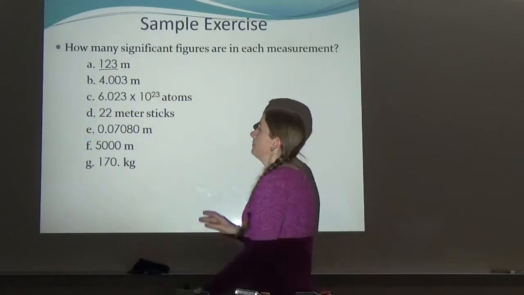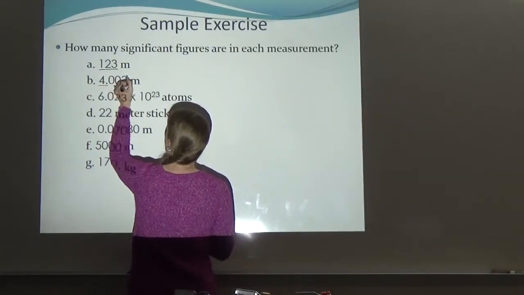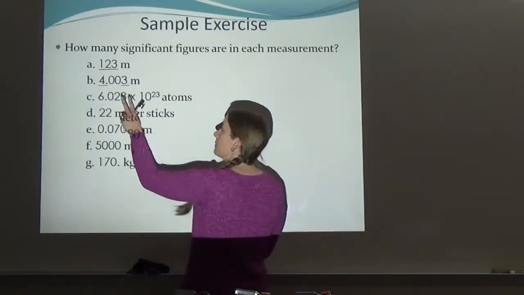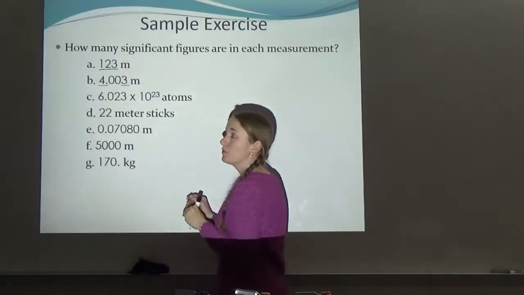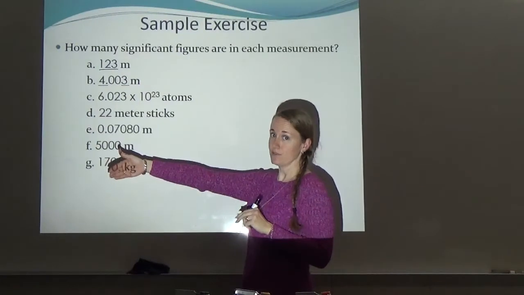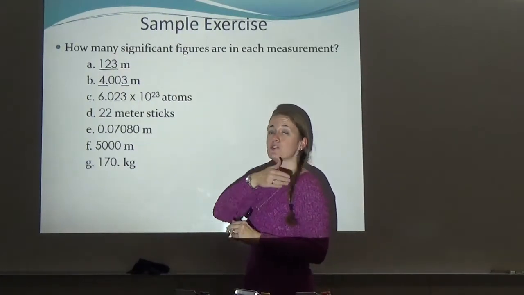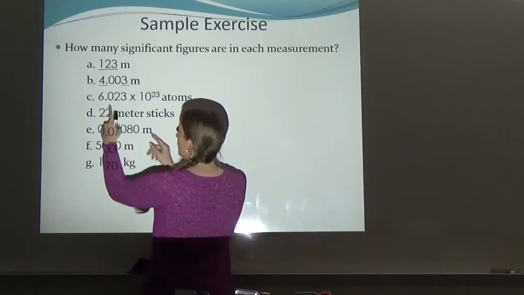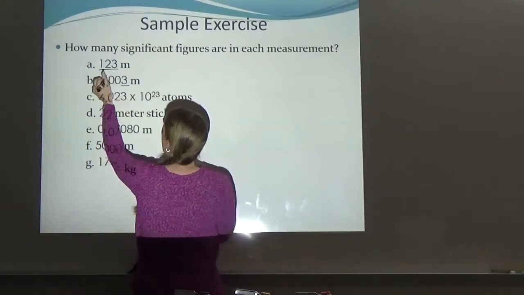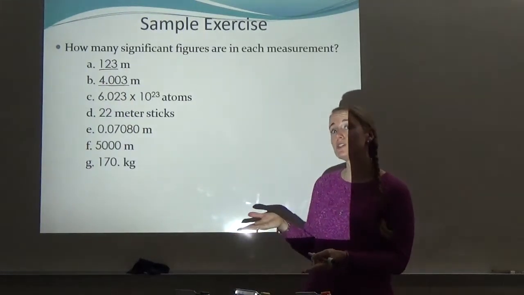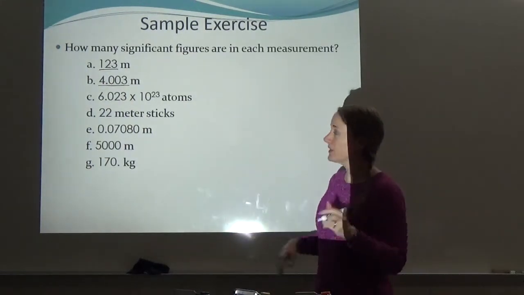So on part B, we know the 4 and the 3 are significant because they're not zeros. And then we have middle zeros. So remember, front zeros are never significant. Middle zeros are always significant, and back zeros are only significant if I can see the decimal. So these are middle zeros, so they are significant. Remember, middle and front zeros don't have anything to do with where the decimal point is.